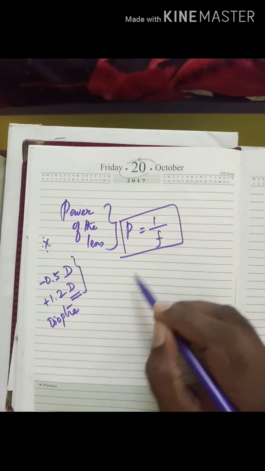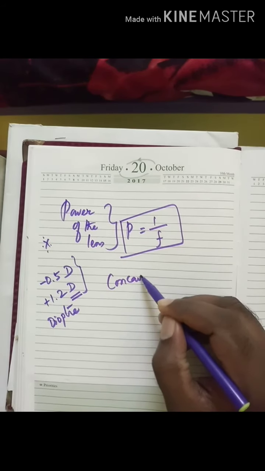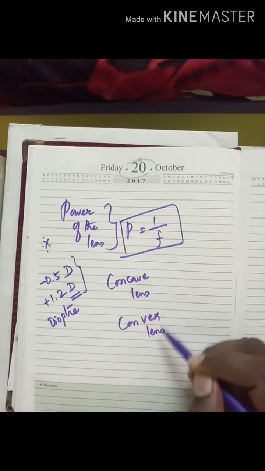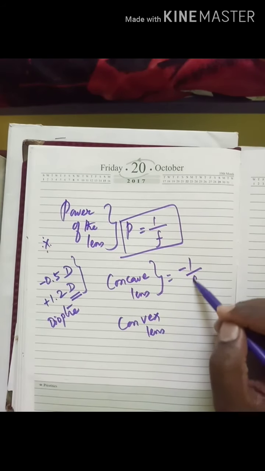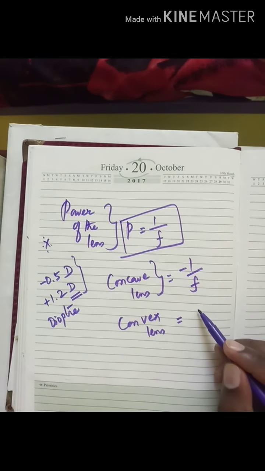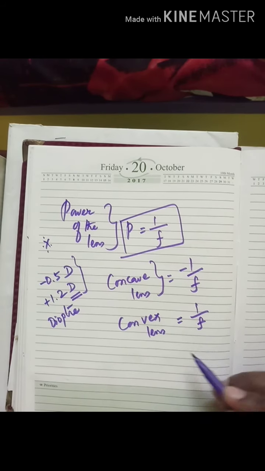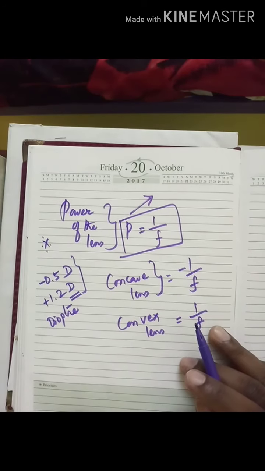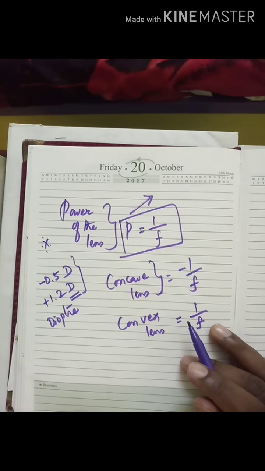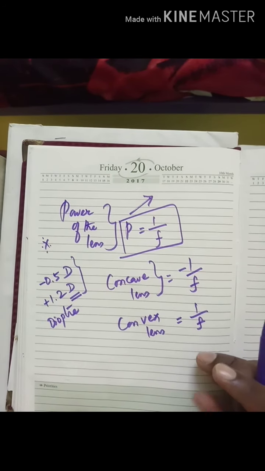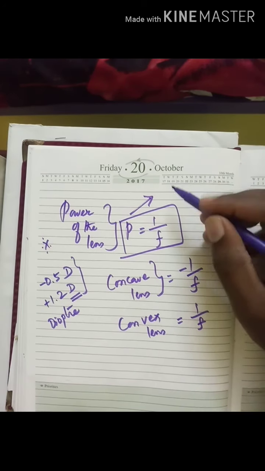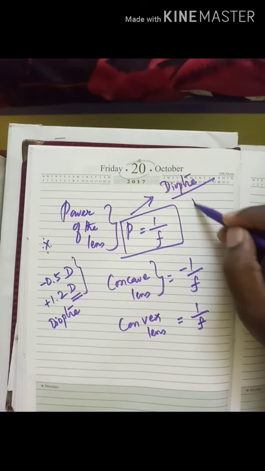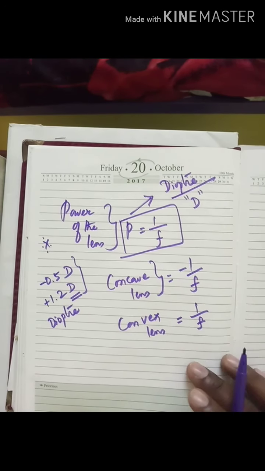So the power of the lens differs for concave and convex lens. See, for a concave lens it is represented as minus 1 by f. For a convex lens it is represented as plus 1 by f. So this power of a lens is very useful in making spectacles to have a clear vision. Power is represented by a unit called the diopter. It is represented by the letter D.